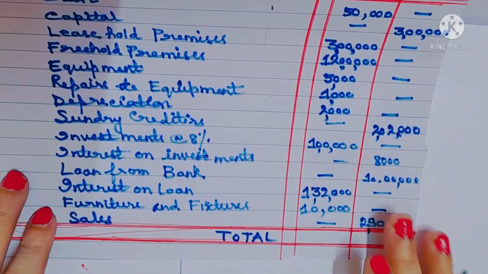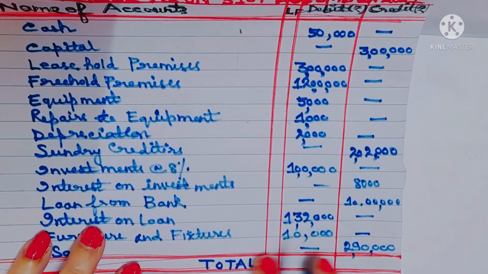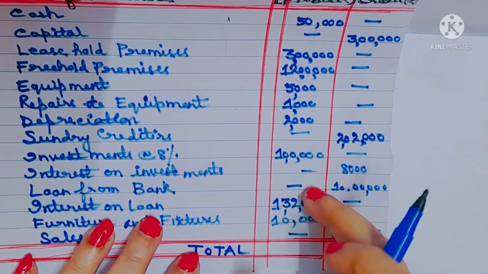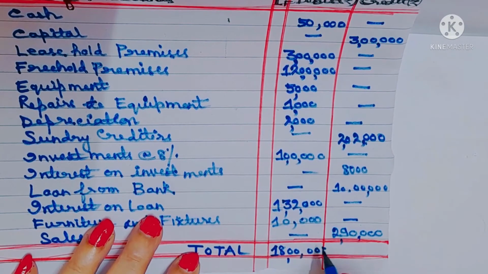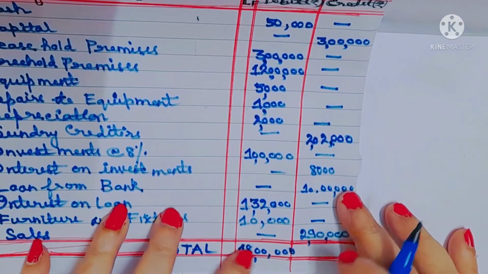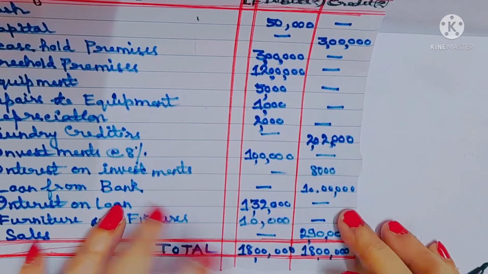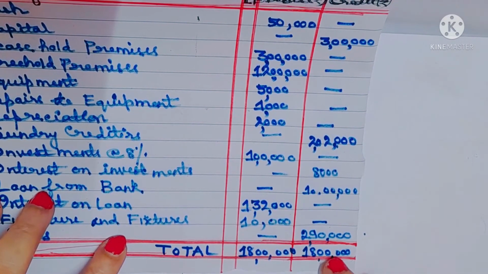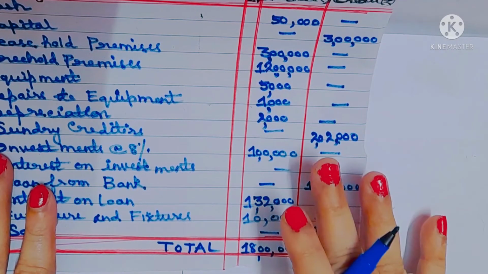Okay, now let's calculate the debit column as well as the credit column. So let's calculate the debit column. The debit column is 18 lakhs. Let's see the credit column. The credit column is also 18 lakhs. So the total of debit column is equal to the total of credit column. So the trial balance did tally. Understood? Clear? I hope you understood.